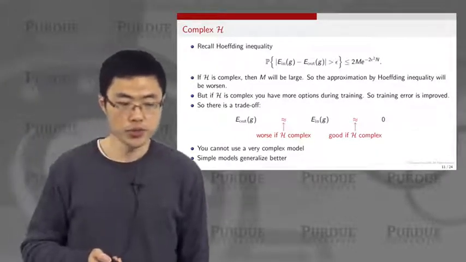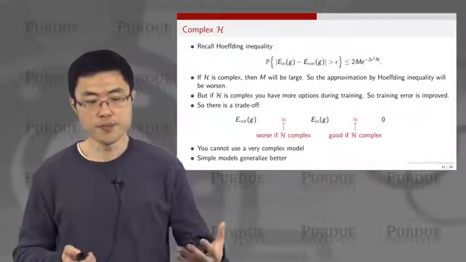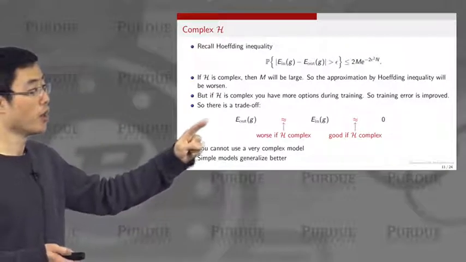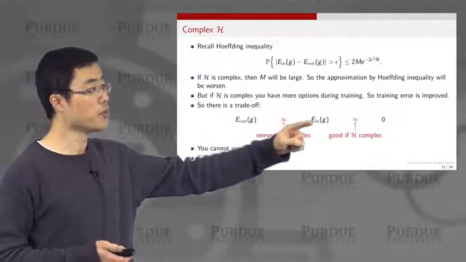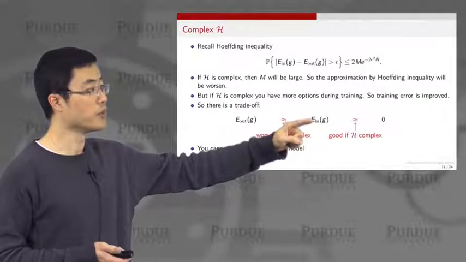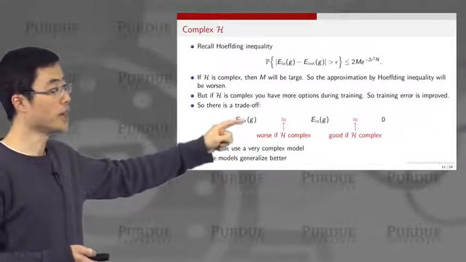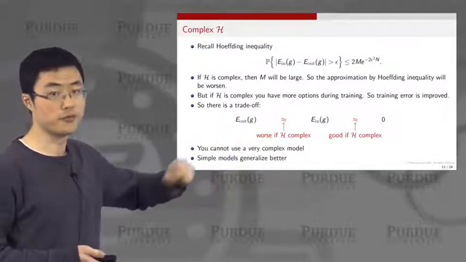So that also goes into the question of why a simple model is usually better. It's because when you have a simple model, while you are not able to make this in-sample error a very small number, for this out-of-sample error, you can now make this approximation very, very well.